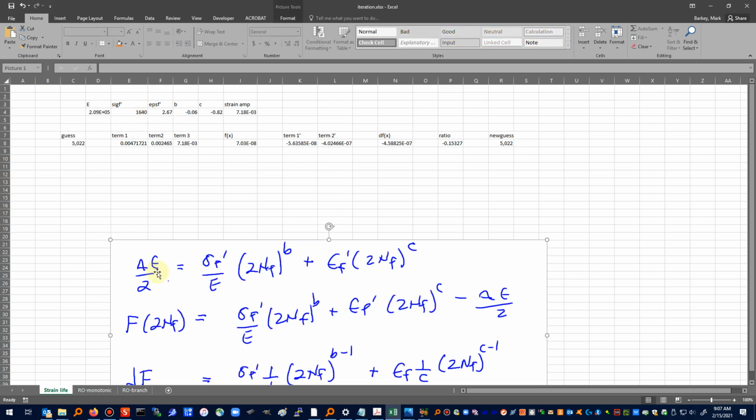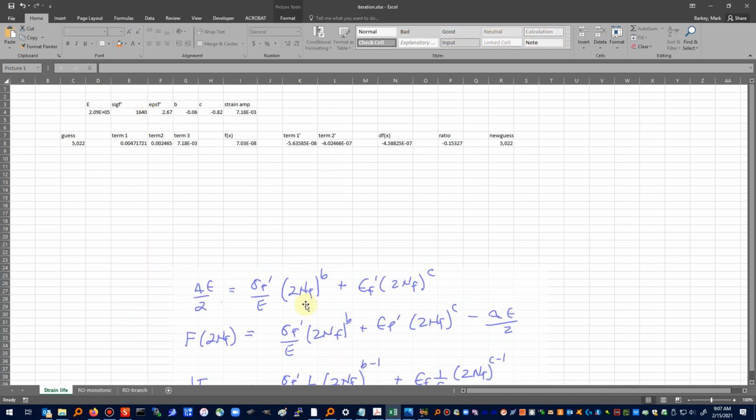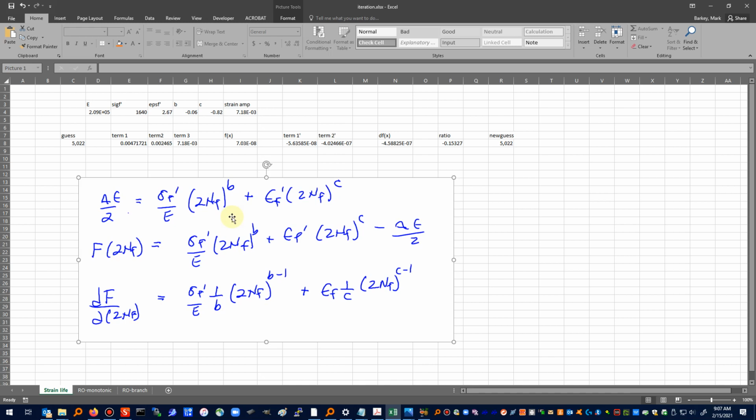And I had a previous version of this on our box account. I'll give you this one as well. But the previous version had actually a little bug in it. So let's go through this and make sure we have everything we need. So here is my modulus of elasticity. I'm using 208,500 this time. Got these out of the book, I think. Sigma f prime, epsilon f prime, b and c. And here's my strain amplitude of 0.007182.